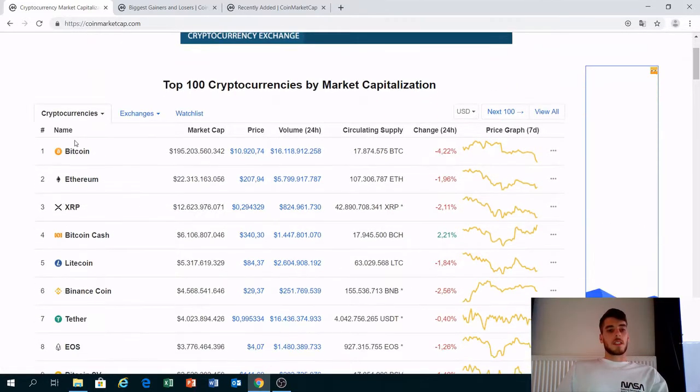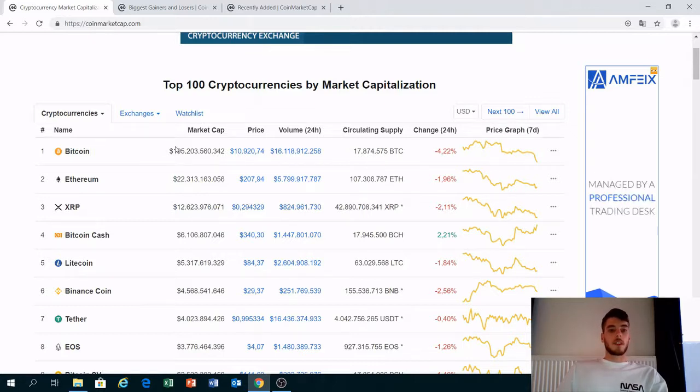So let's talk about Bitcoin, for example. You can see the market cap here, the price, the volume in the last 24 hours, and the circulating supply, with the change in the last 24 hours in the price, of course, and a nice little graph over here.